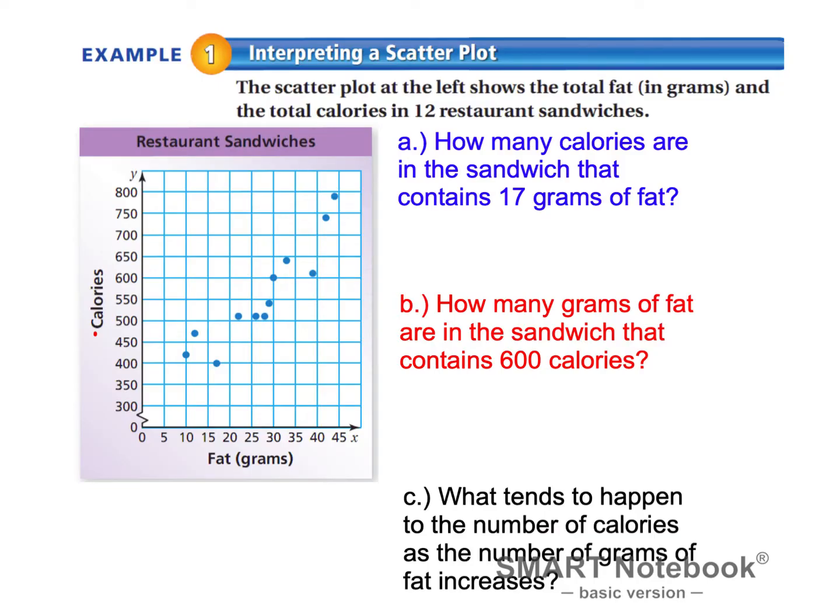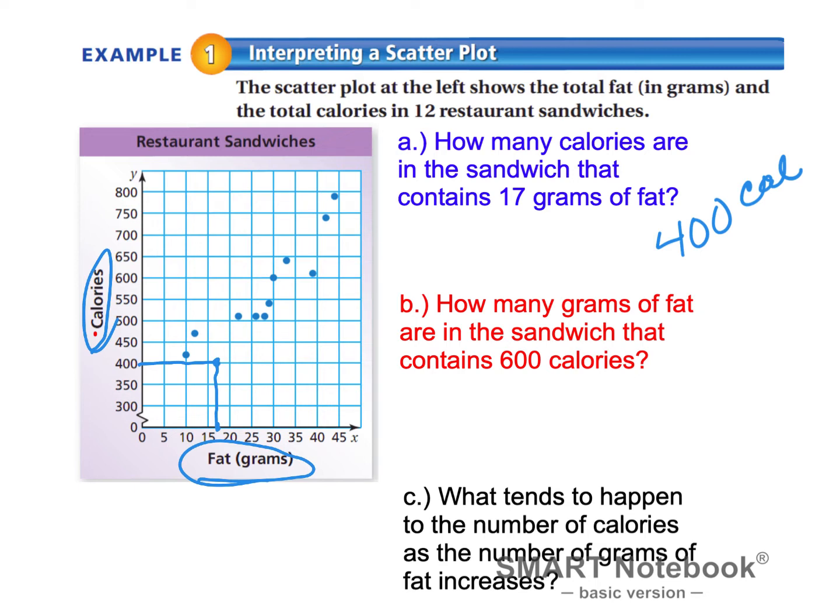So let's take a look at our first scatter plot. This scatter plot shows the total fat grams in a restaurant sandwich compared to the calories. Let's answer A, B, and C. How many calories are in a sandwich that contains 17 grams of fat? So I'm going to go along the bottom to about 17, and I'm going to go straight up. Here's that point that I hit. So I go across. There are 400 calories in that sandwich.